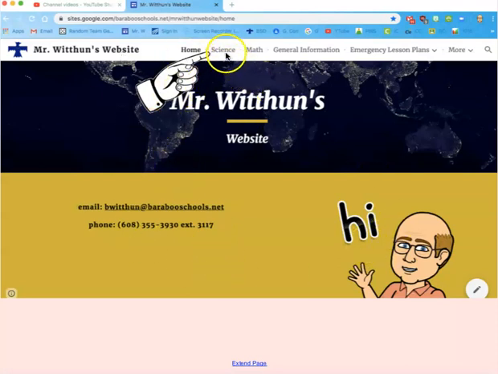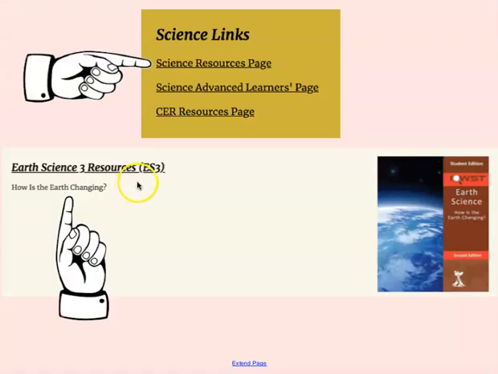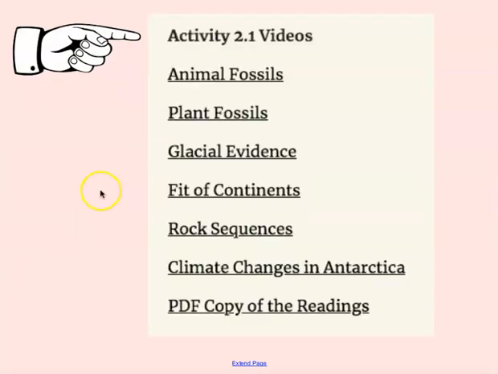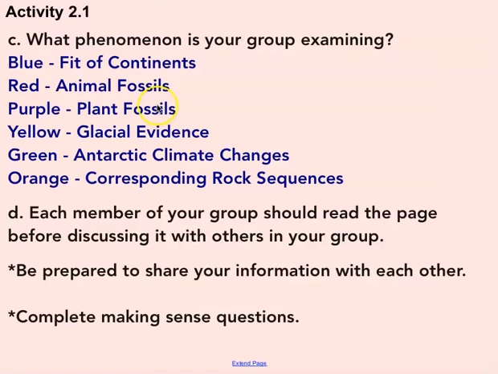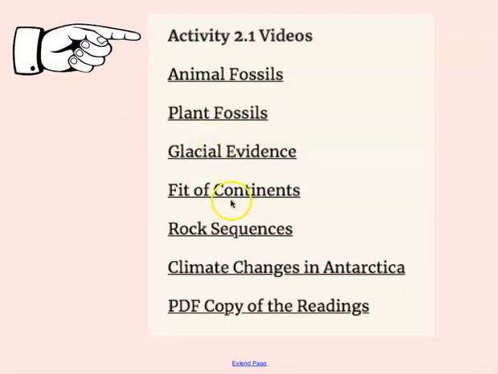Now from here, click on Science, right where the finger's pointing, Science, and it's going to look, well, I don't have the full page, but then from there, click on Science Resource page, then click on the Earth Science 3 resources. And that's going to take you to a page where if you scroll down a little bit, you're going to see this. This is where you have all the resources. So depending on what group color you are, pick the correct one of those. So again, like blue, if you have the fit of the continents, I would click on fit of continents.